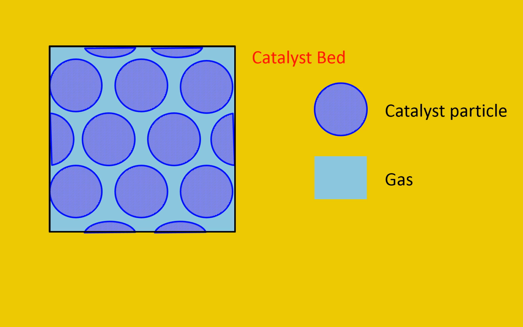This is an illustration of a cutout of the reactor catalyst bed. The gas stream in light blue color flows through the bed of catalyst, denoted by circles in dark blue stripes.